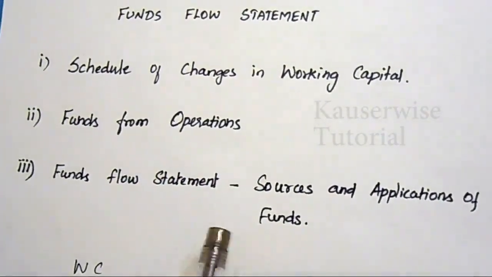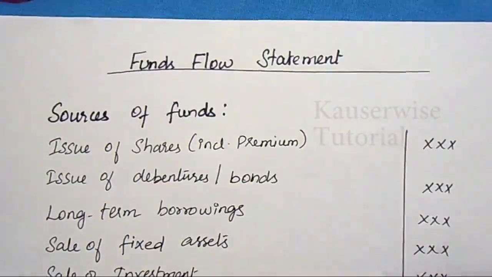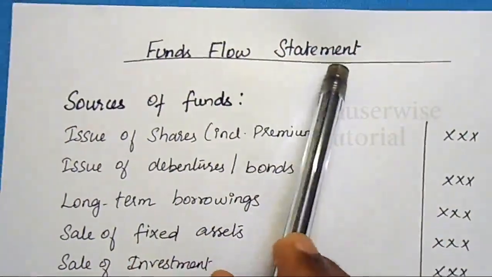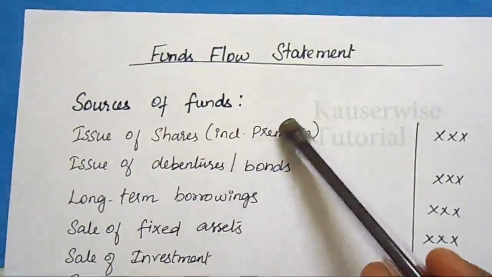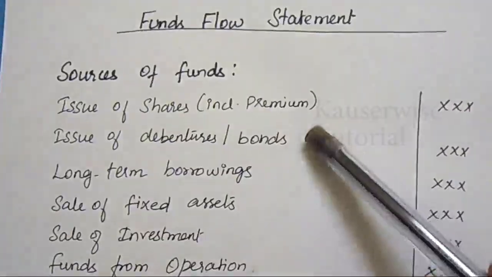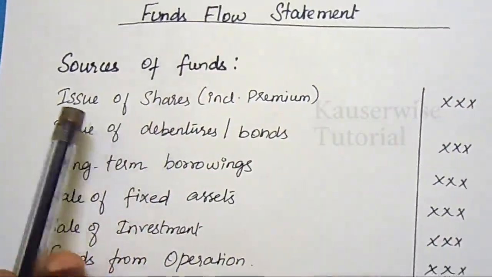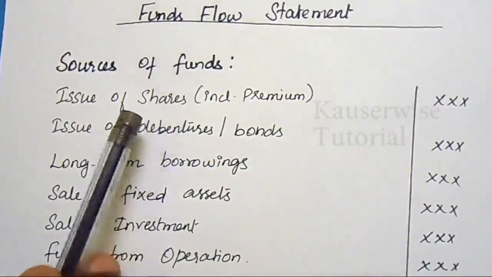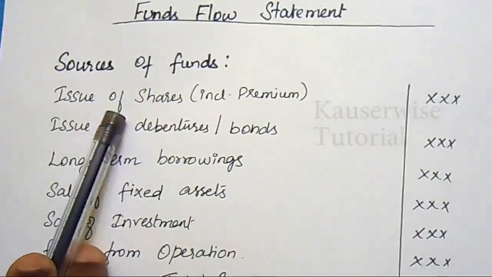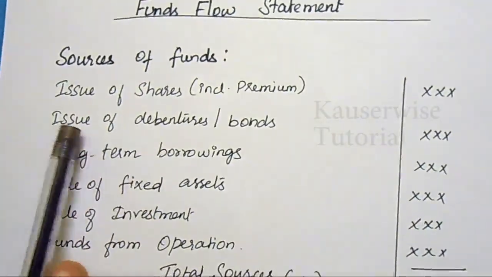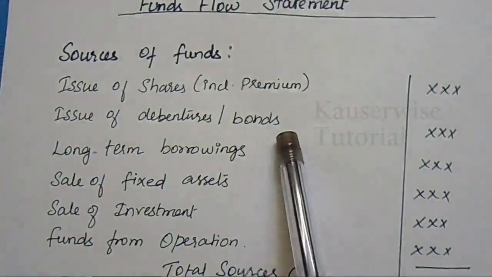Okay, so now let us see fund flow statement with the help of a comprehensive problem. This is the format of fund flow statement. First one, you have to write the different sources of fund. So these are the examples of sources of fund for the organization. Say, issue of shares. Okay, by way of issuing shares, company can raise fund from the public. It is also one of the main sources of fund. Next one, issue of debentures or issue of bonds, also one of the sources of fund.